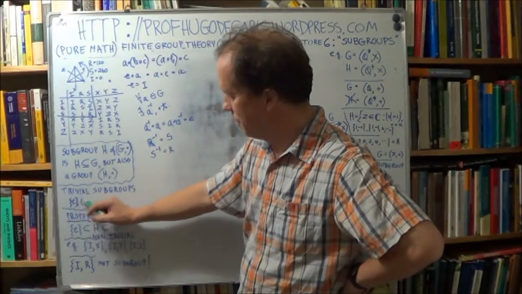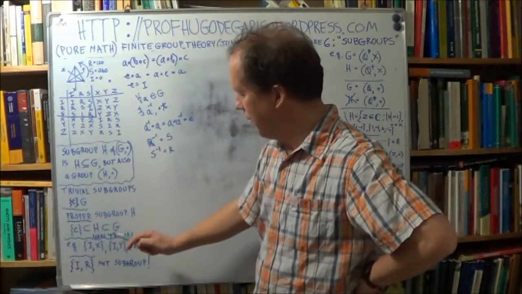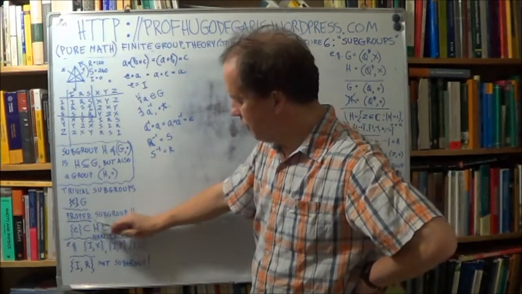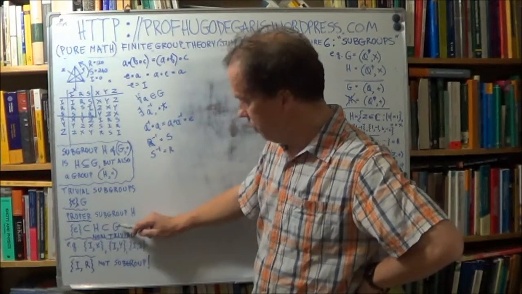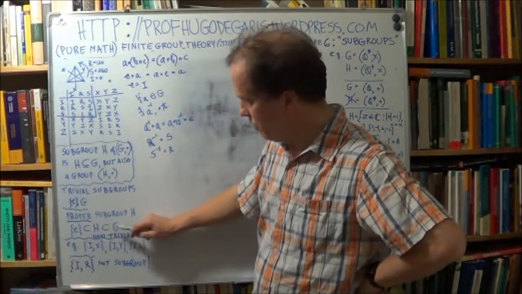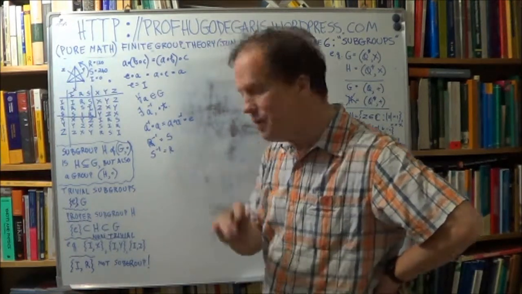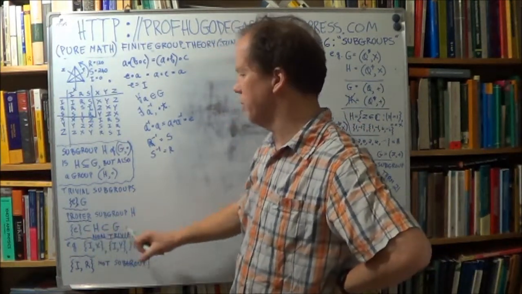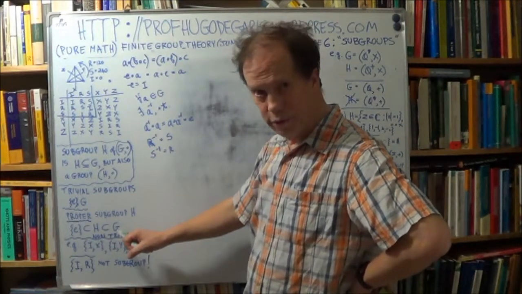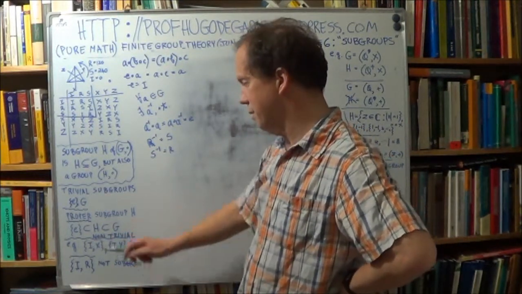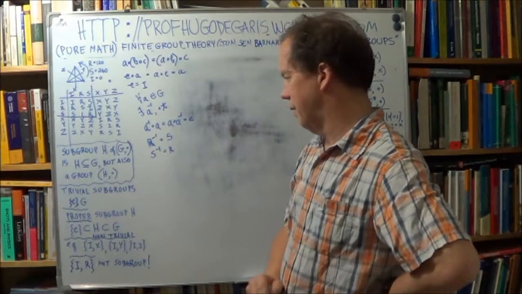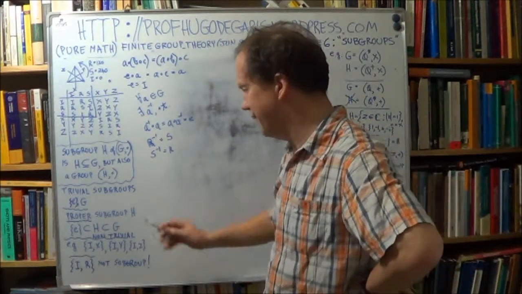This one here is usually just called the trivial group, and it's sort of smaller. Its order is smaller than the group itself. Okay, it's sort of middle-sized, so it's bigger than the trivial group and smaller than the group itself. So that's called a proper or non-trivial subgroup.